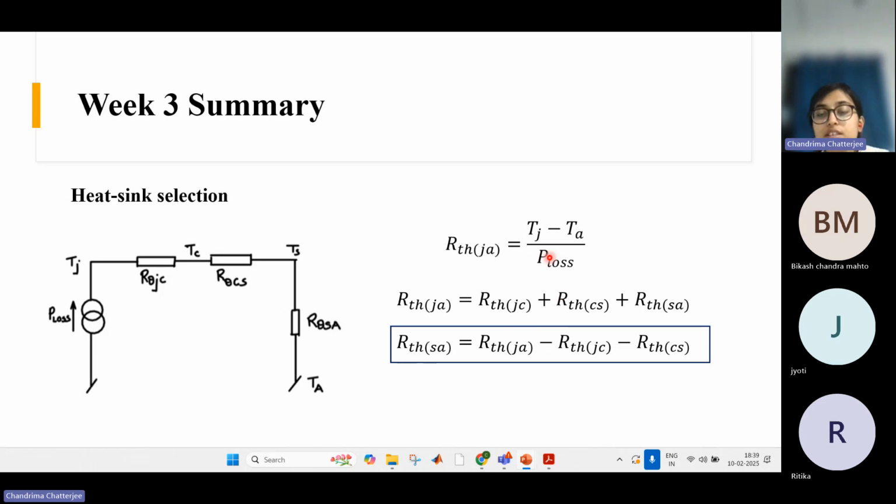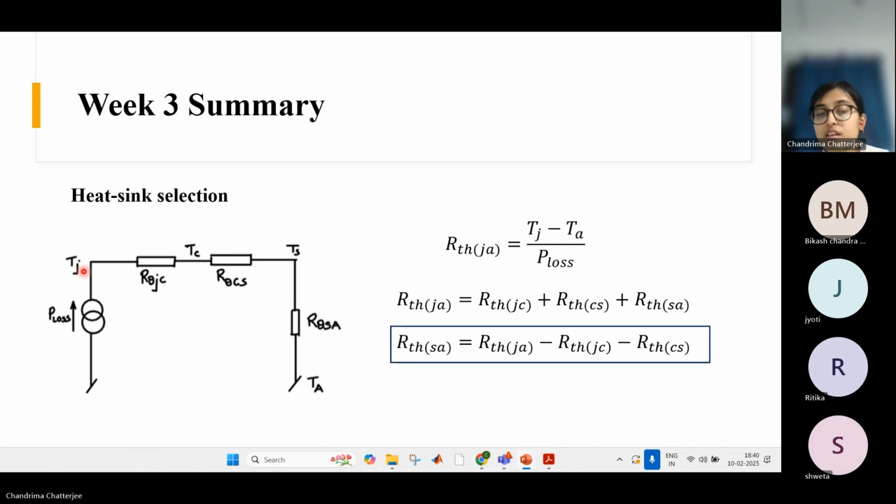If you have calculated the total power loss, and you already know, suppose you want to restrict the junction temperature at 120 degree, okay? And you also know the ambient temperature. So if these three quantities are known, you can calculate R theta JA, junction to ambient. Junction to ambient means the temperature difference, the total resistance from this point to this point, what is the total resistance in this whole region.